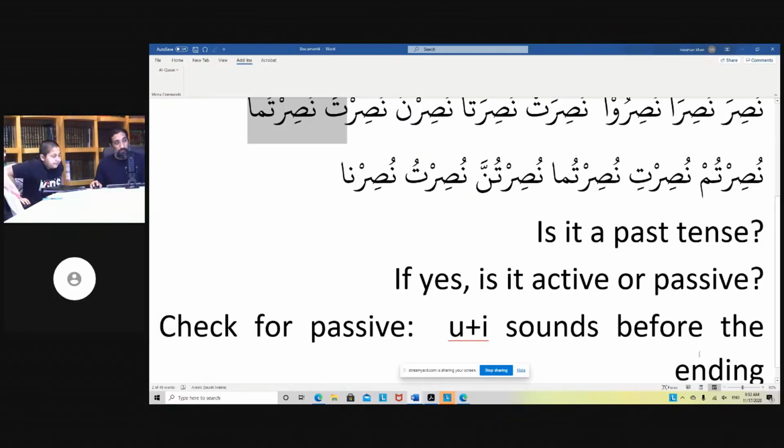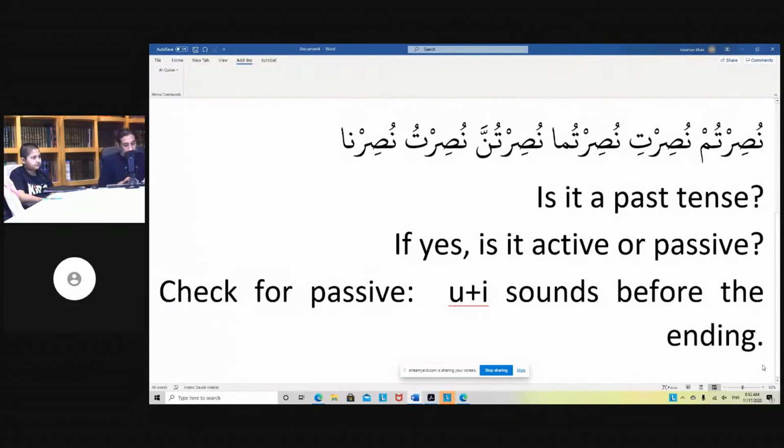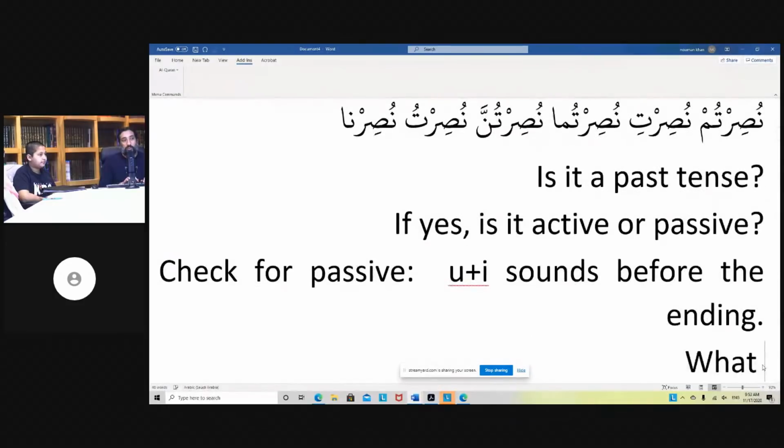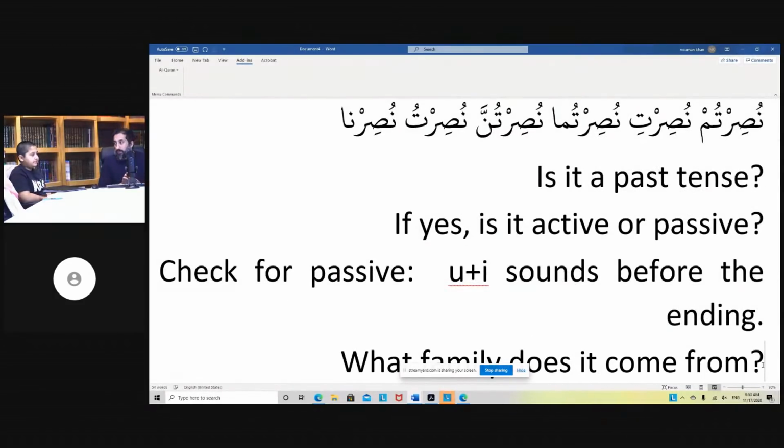So if you find that, then it's passive. If you don't find that, then it's active. That's the first thing we're going to answer. The first question, obviously, we're only doing past tense recognition today, so that's already assumed. Okay, it's a past tense. But now the question you're going to learn to ask yourself is, is it active or passive? And then once you find out whether it's active or passive, the next question you're going to ask yourself is, what family does it come from?